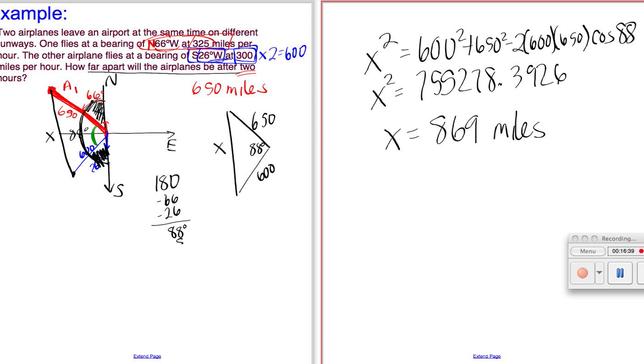So there's my solution. The tricky part, I know, is drawing the picture. And then after that, you just look at where you're at and figure out what you know about the angles and go from there. So we'll be practicing that a lot in class.